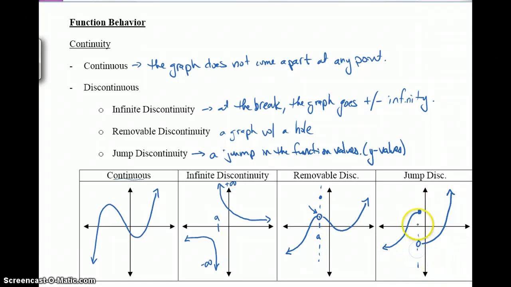And either of these will be, so we have again at A, we have a discontinuity. It breaks. We have to pick up our pen and start again. Now it may be defined, it might have two open holes or one closed hole and one open hole, depending on the graph.